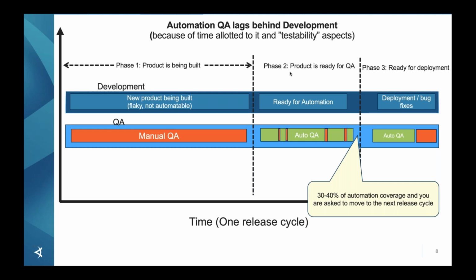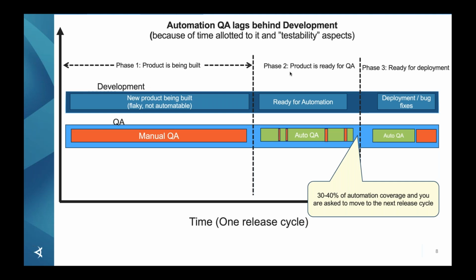And then phase 2 comes when the product is just ready, and you start writing your automation scripts, but you still have some manual work to be done. Like it could be verifying some new feature that is not fully baked. So you'll still be doing some manual testing. By the end of phase 2, you would have only covered about 30-40% in your automation scripts. I mean, this is quite natural because you didn't start when the development started.